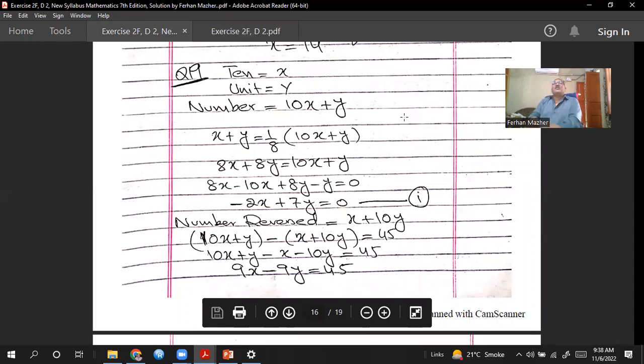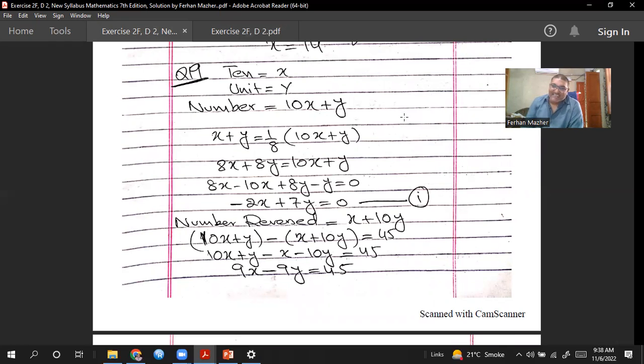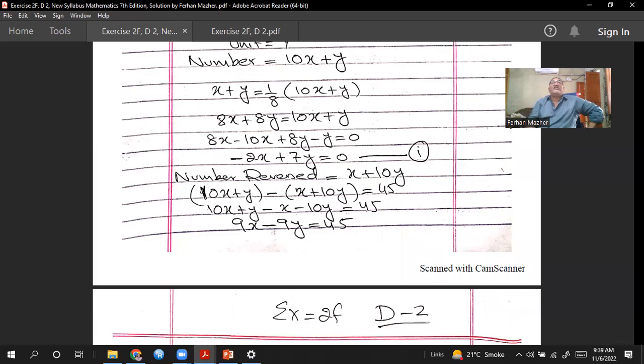So suppose the unit is y and the ten is x. The number will be whatever the digit is on the ten, multiplied by 10. So 10x plus y, that is the number. He says the sum of the digits, x plus y, is equal to 1/8 of the number. So x plus y is equal to 1/8 of, in brackets, 10x plus y. That 8 will go to the other side. So you will have 8x plus 8y equals 10x plus y. So 8x minus 10x plus 8y minus y equals 0. You will have minus 2x plus 7y equals 0. That is my first equation.